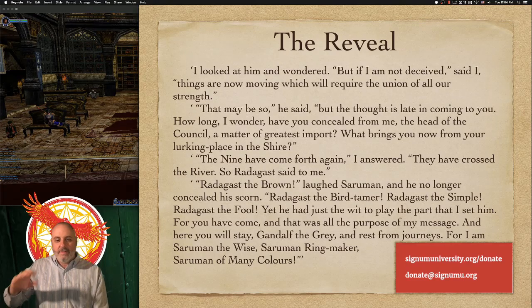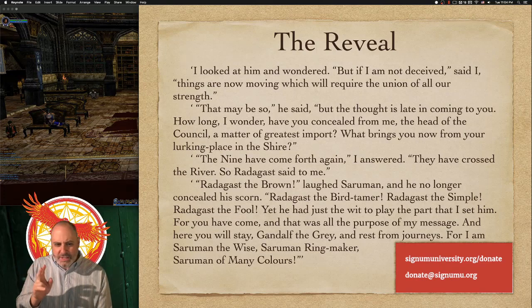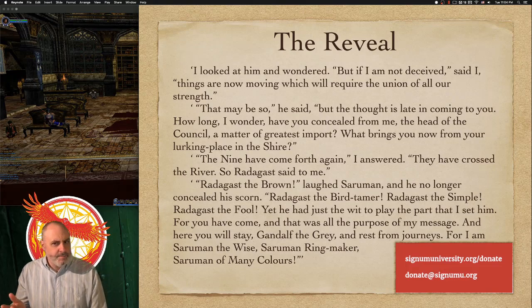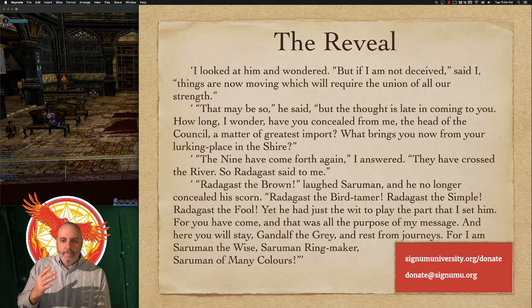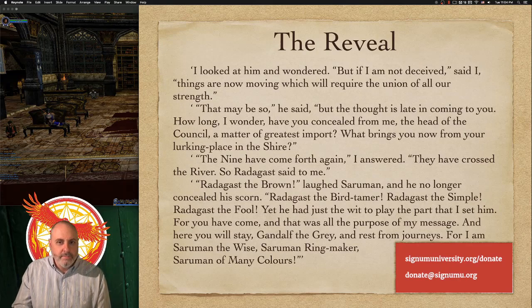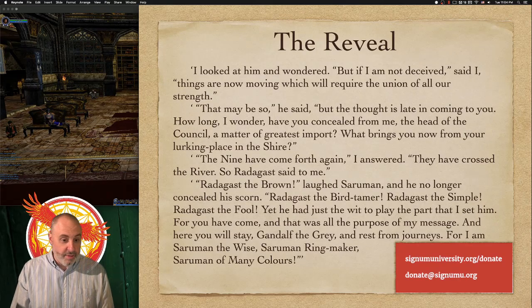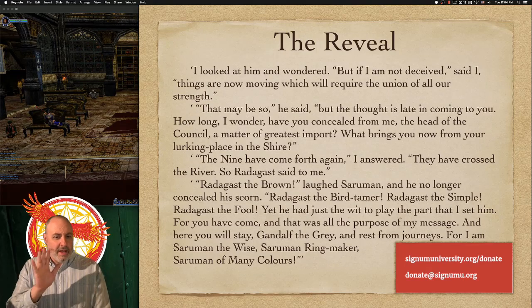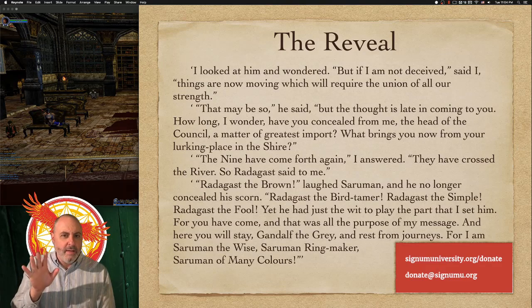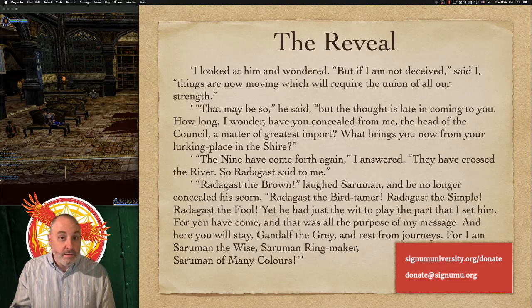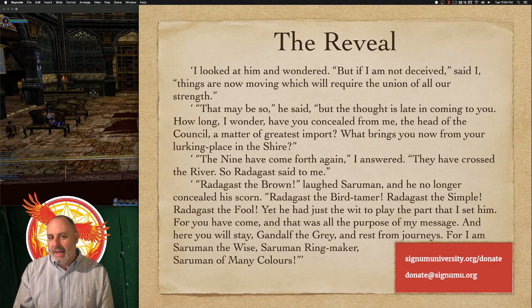So he just makes two simple sentences. The Nine have come forth again. Fact, right? They have crossed the river. As if he's spelling out the significance. This is the urgent thing, right? Can we deal with academic jealousies later, right? The Nine have come forth again. They have crossed the river. So Radagast said to me.